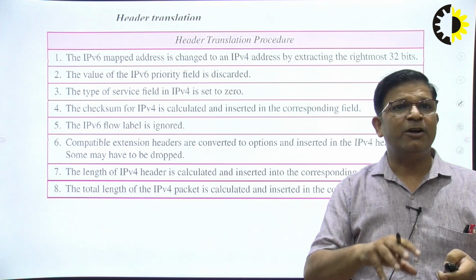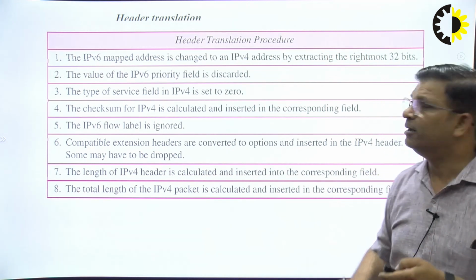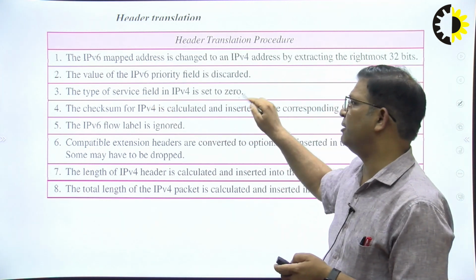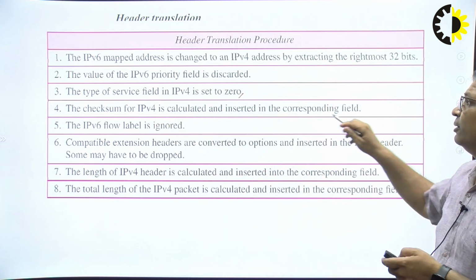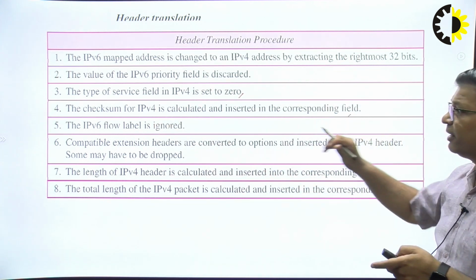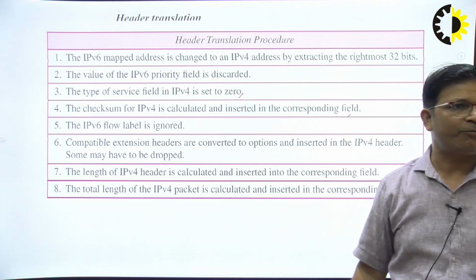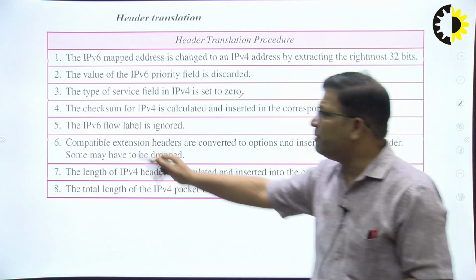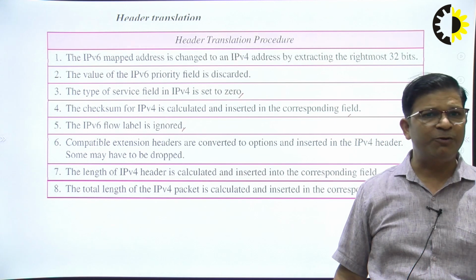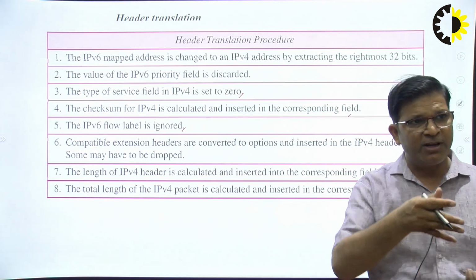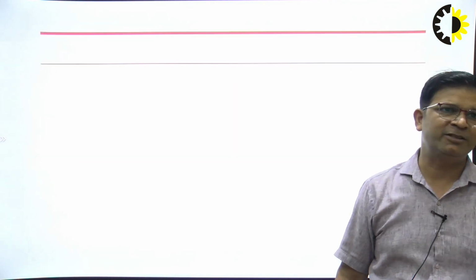The fields which are not used are kept as 0. For example, the service field is not there, so we are setting it as 0. The checksum is not there, so it is calculated and inserted in the corresponding field, which means in the next transport layer. Okay. The IPv6 flow label is ignored because IPv4 does not have any type of flow label. So when we are converting between IPv4 and IPv6, the flow label is ignored. Okay, like in this way.